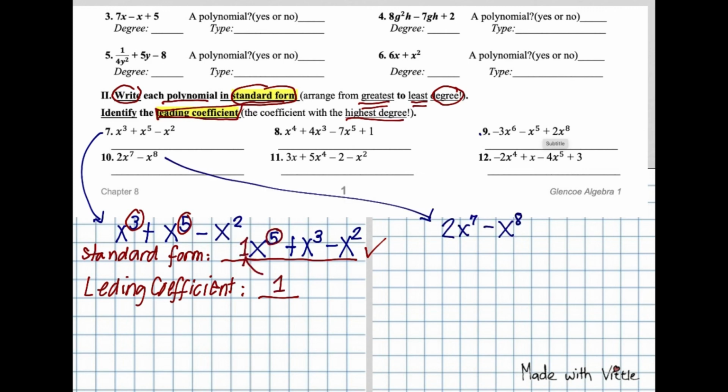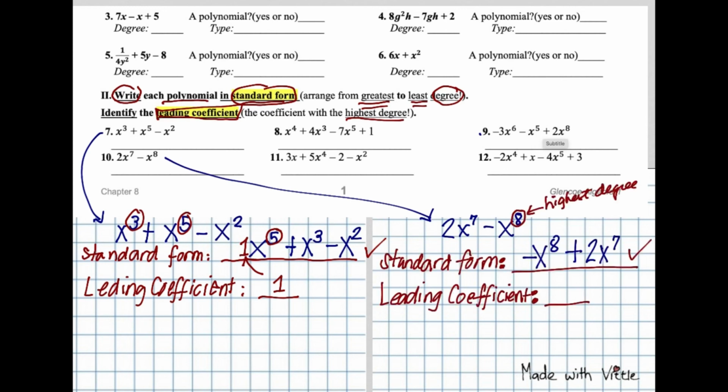2x to the 7th power minus x to the 8th power. Is this in standard form? No, because the degrees are not in order from greatest to least. To identify the leading coefficient, look for the one with the highest degree. Therefore, this one has the highest degree, and the number we have here is a negative 1. That is our leading coefficient.